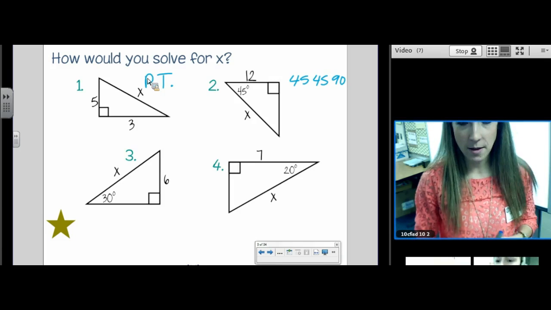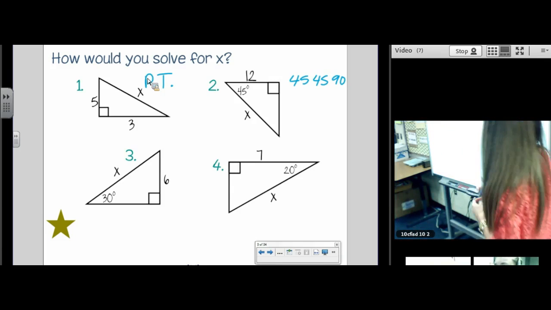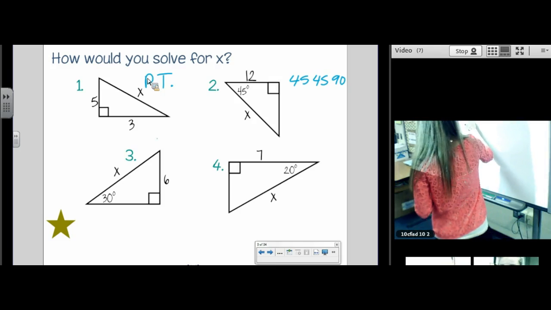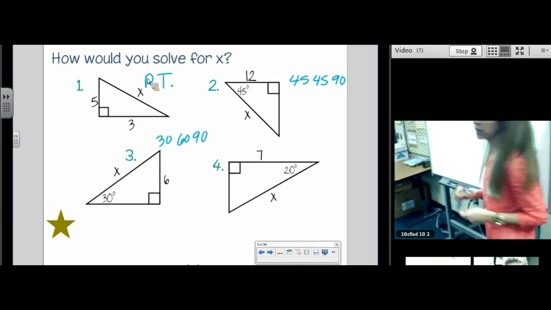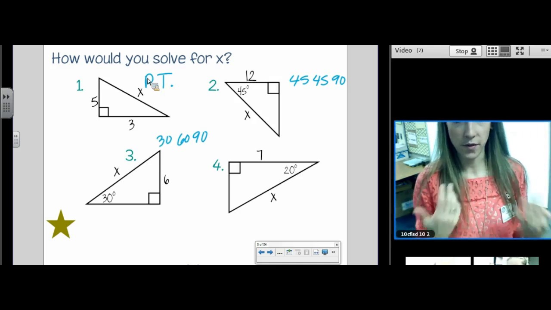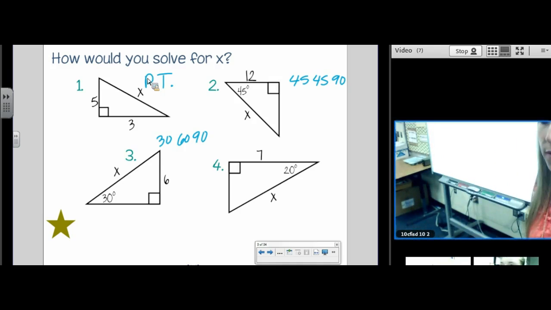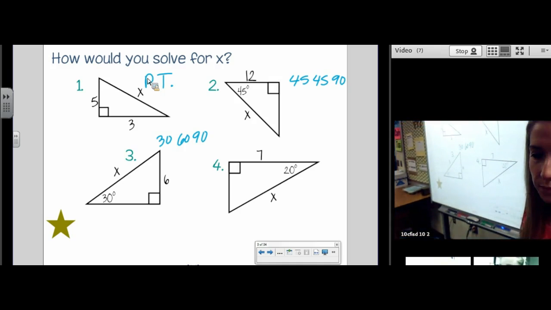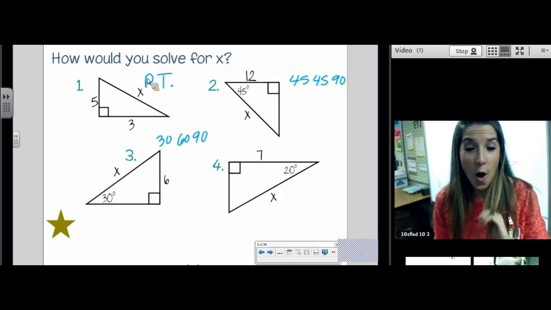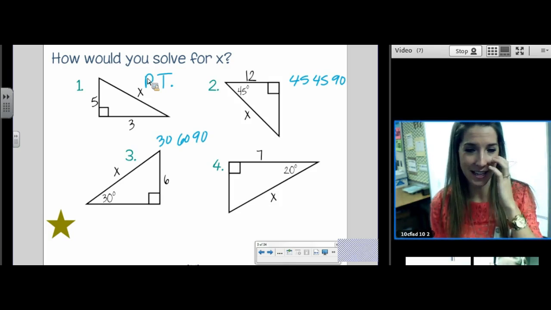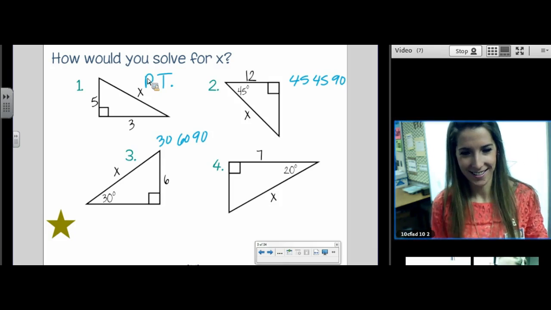On number 3, we would do our good old 30, 60, 90 shortcut, since we learned about those, and we can use those from now on as long as the triangle has those angle measures. What about number 4? What are we going to do on number 4? Oh, the 20, 70, 90 rule, which doesn't exist at all? That one?